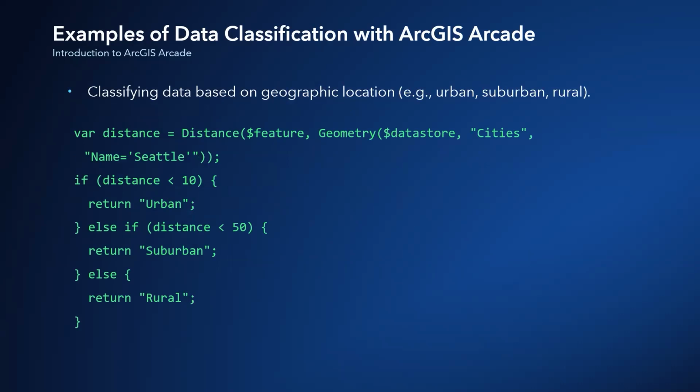We can also classify data based off of geographic location. So this code calculates the distance between the current feature and the city of Seattle and classifies the feature as urban, suburban, or rural based on the distance. And the actual distance classification thresholds and labels can be modified as needed.